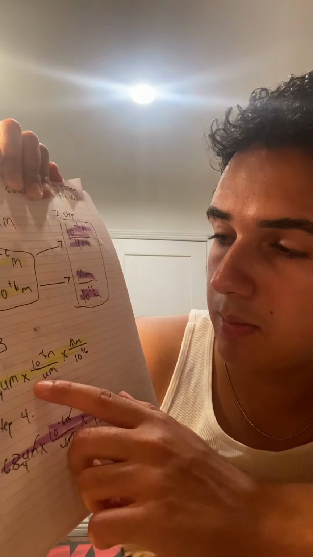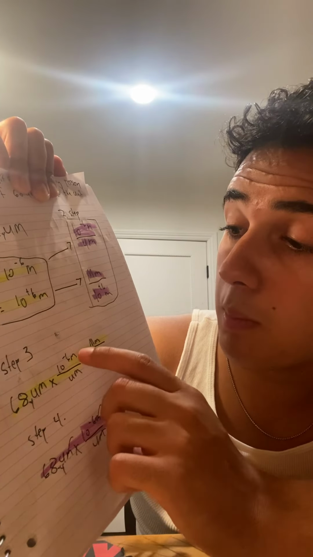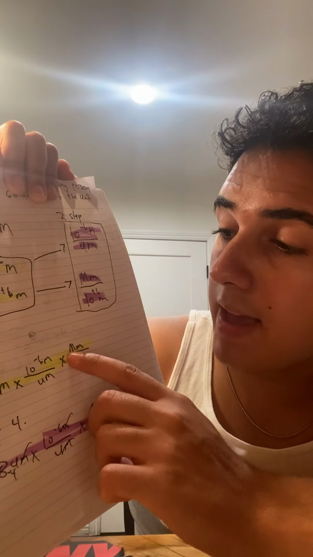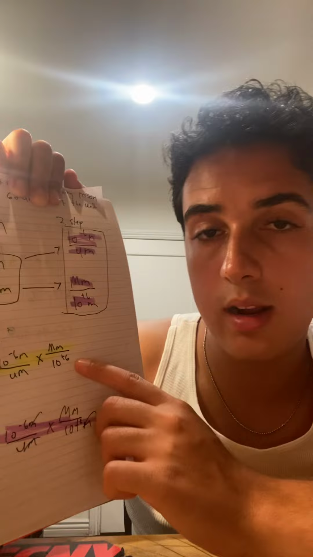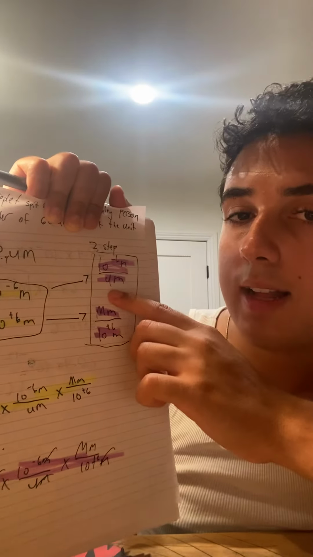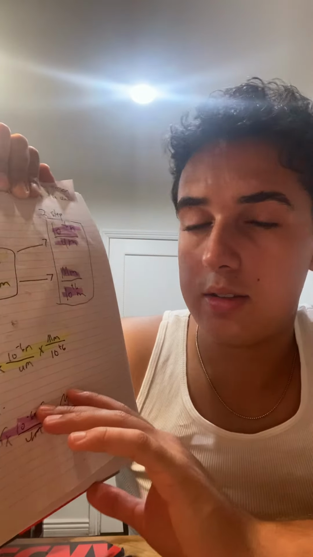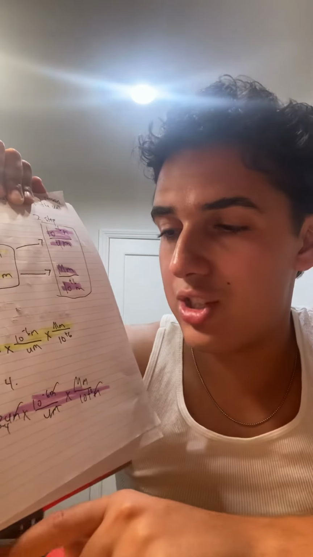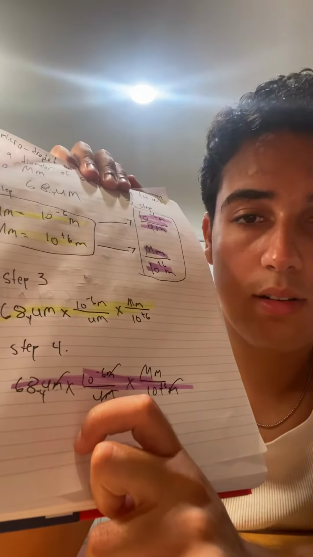multiplied by our two fractions. In this case, it's going to be the 10 to the negative 6th meter over the micrometer, and then the megameter over the 10 to the positive 6th power. See how we're still keeping it the same way that we put it in step 2? That's because it doesn't change. All we're doing is putting it into the formula. So once we do that, we get to the cancellation process. We move on to step 4.